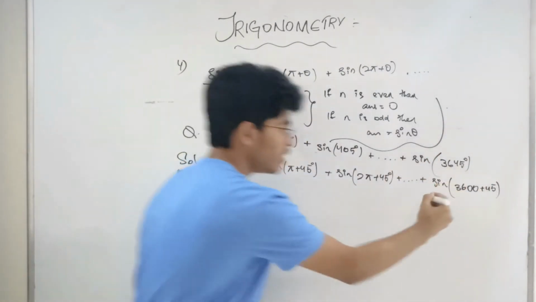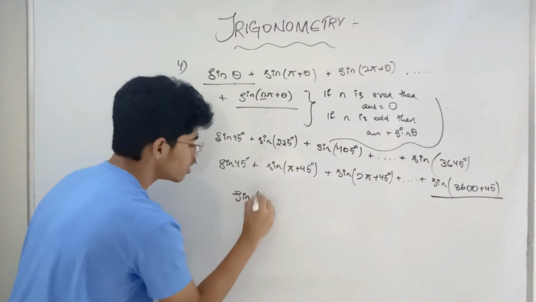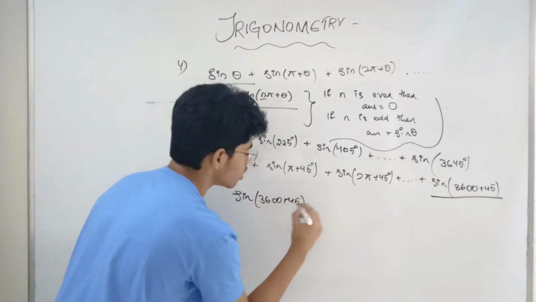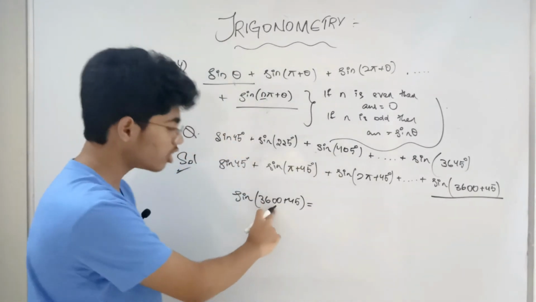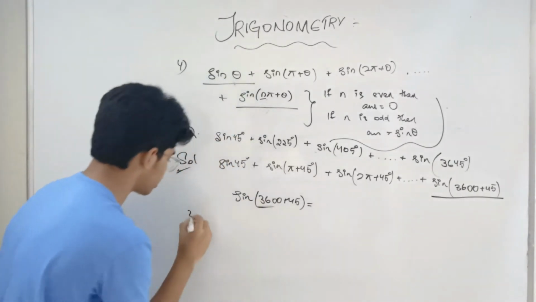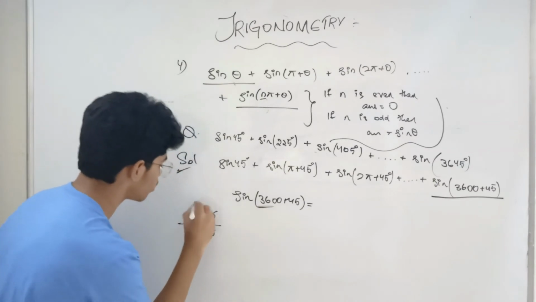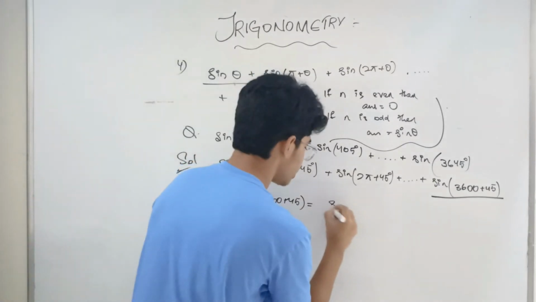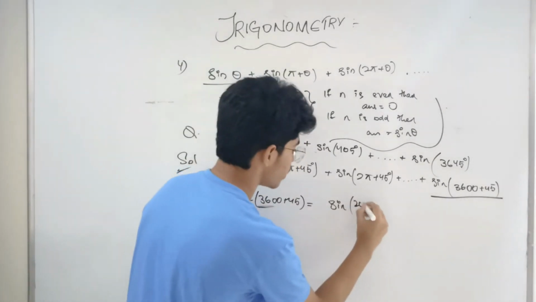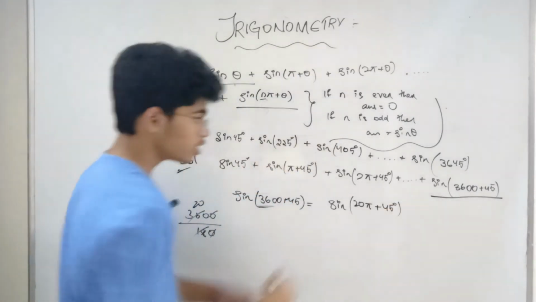Right? So we'll take only this term and we'll try to elaborate it. Sine 3600 plus 45 can be written as, try to divide this with 180. Okay, we'll not do it here. It's going to be confusing. Here 3600 by 180 is 20. So sine, it's going to become 20 pi plus 45. Yeah. So we got this term.